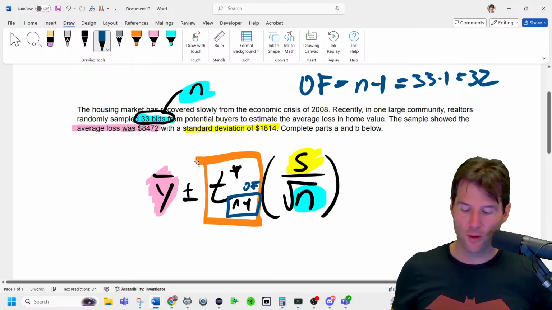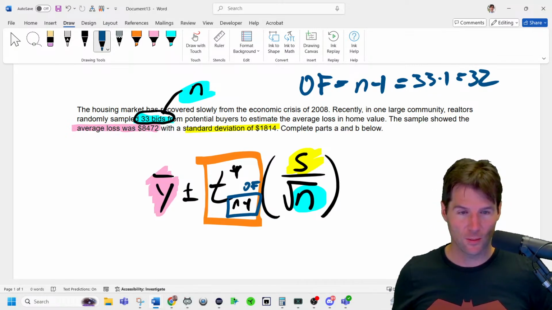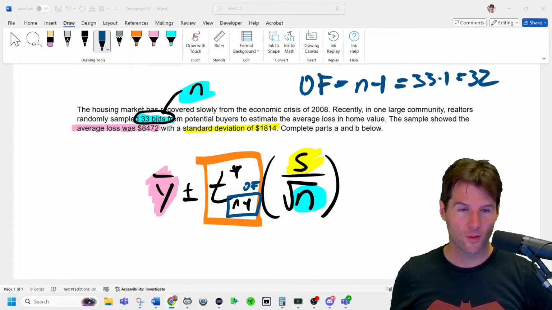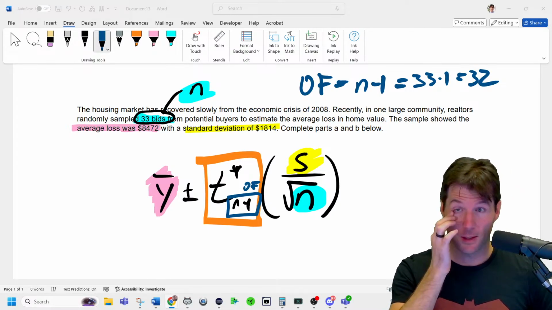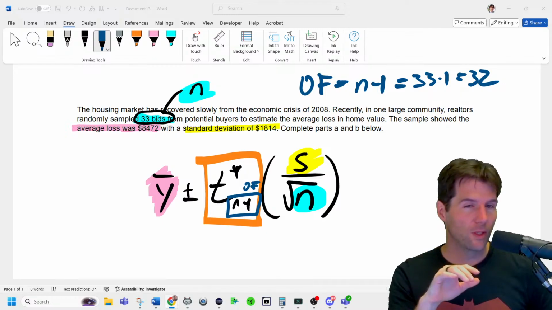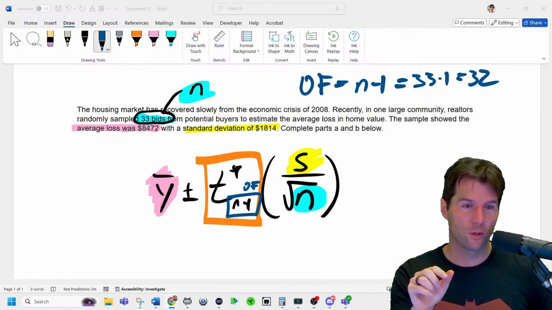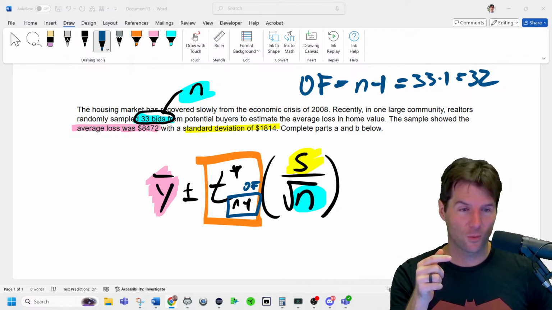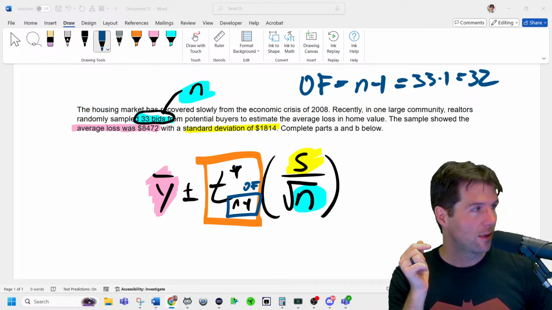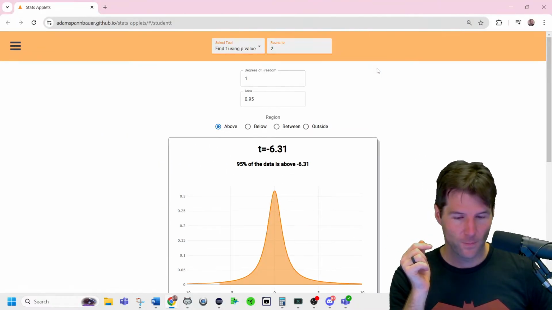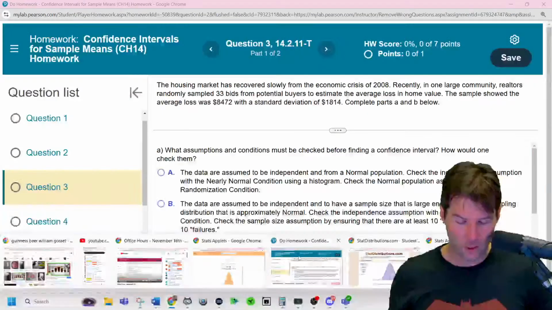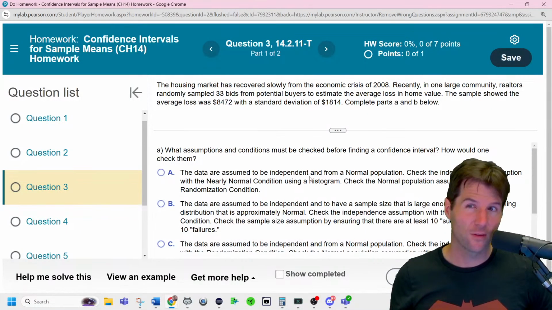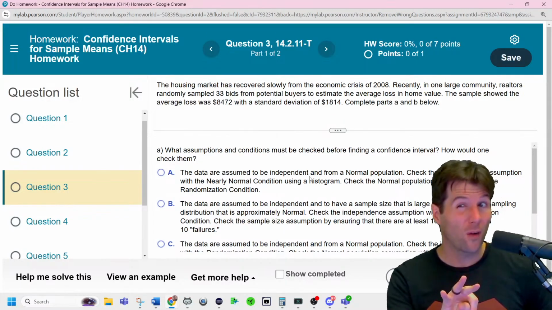So now you go back to your applet, which the T applet can be found right here. Spanbauer created our own T applet. Really love it. I use other distribution applets too, but Spanbauer put them all in one spot so we could use different applets. Huge shout outs. Really brilliant guy. Here is his T applet. And we put in 33 degrees of freedom. And then we go between for a confidence interval. We can't solve it yet because we don't know how confident we want to be.